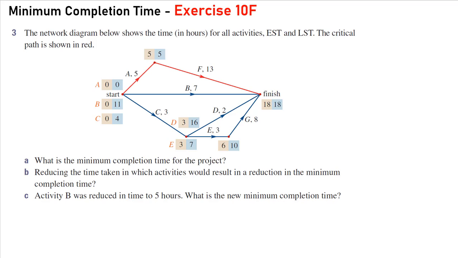Question 3. The network diagram below shows the time in hours for all activities with the EST and the LST given. The critical path is shown in red. So our critical path is activity A and activity F. 5 plus 13 gives us 18.